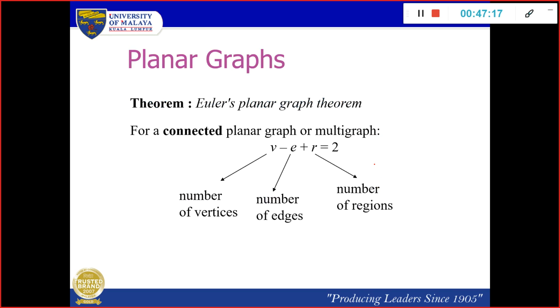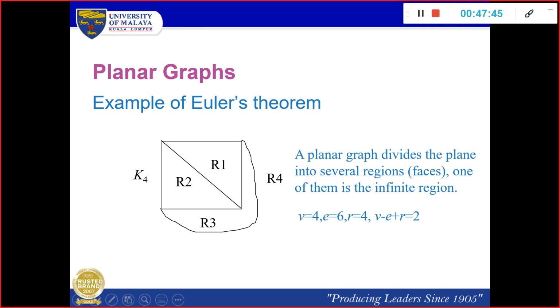So for a planar graph, if you want to determine whether it's planar or not, one way is to use Euler's planar graph theorem. V minus E plus R is equal to 2. Okay, V minus E plus R is equal to 2. So you must satisfy this theorem. Here are examples of Euler's theorem: V minus E plus R equals 2.